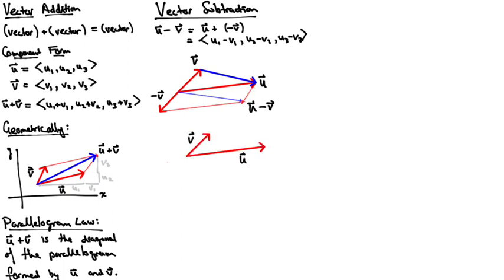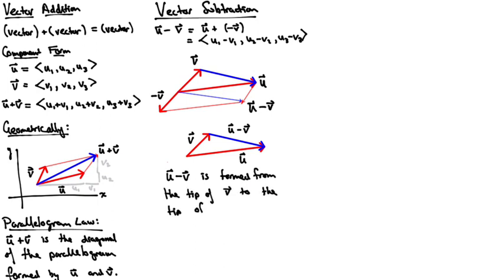And so, here's the same picture, but without the extra noise. The difference, u minus v, starts at the tip of v and ends at the tip of u. And it really is, if this vector is telling you you start here and this vector says you end here, then u minus v should be the displacement. So it's pointing towards the end point. So the principle is u minus v is formed from the tip of v to the tip of u.